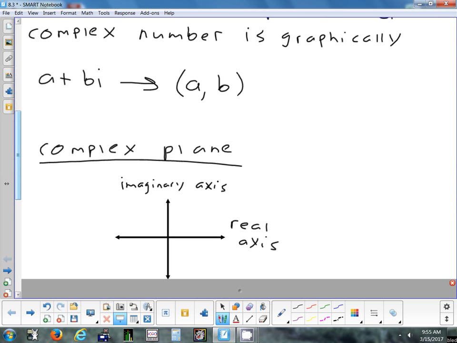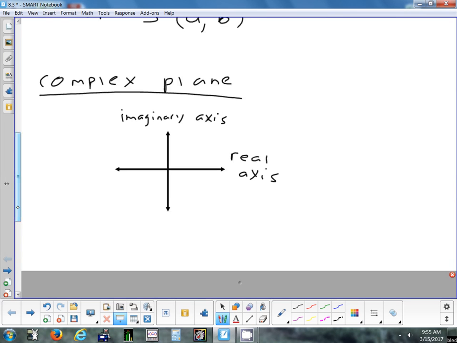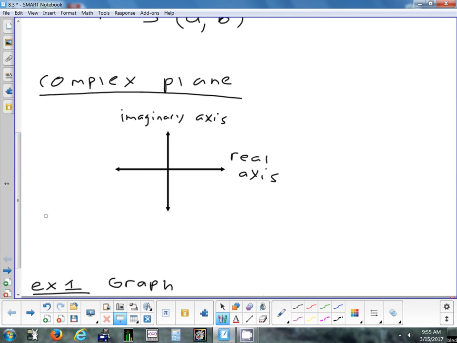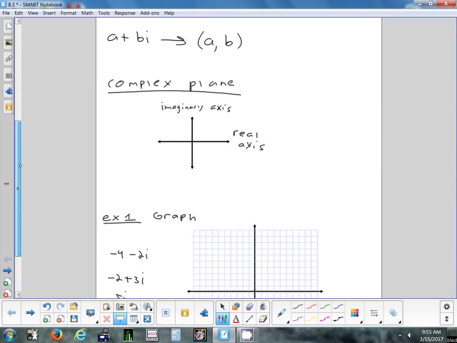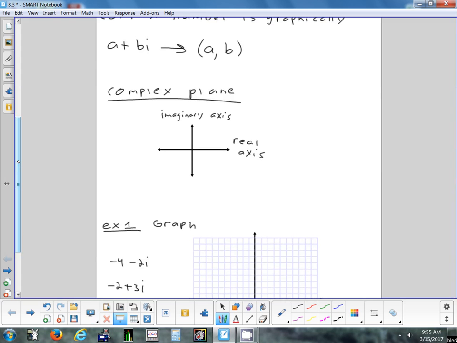So when you have to graph a complex number, identify the real part, move that many units on the real axis, identify the imaginary part, and then move that many units on the imaginary axis. Positive and negative is exactly the same as what you're used to. No change with that. So let's see if we can graph. Does everybody have the a plus bi and then the arrow, a comma b?